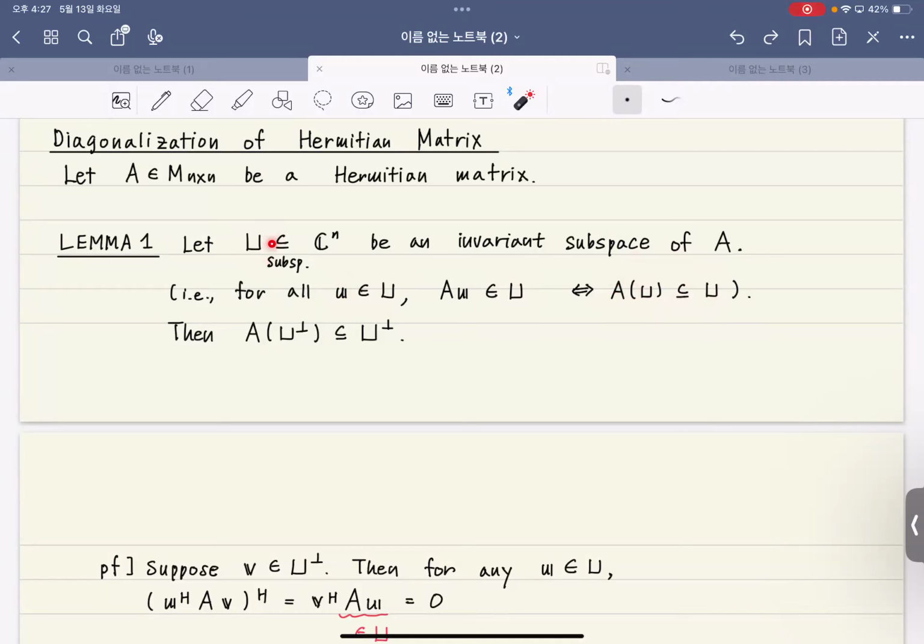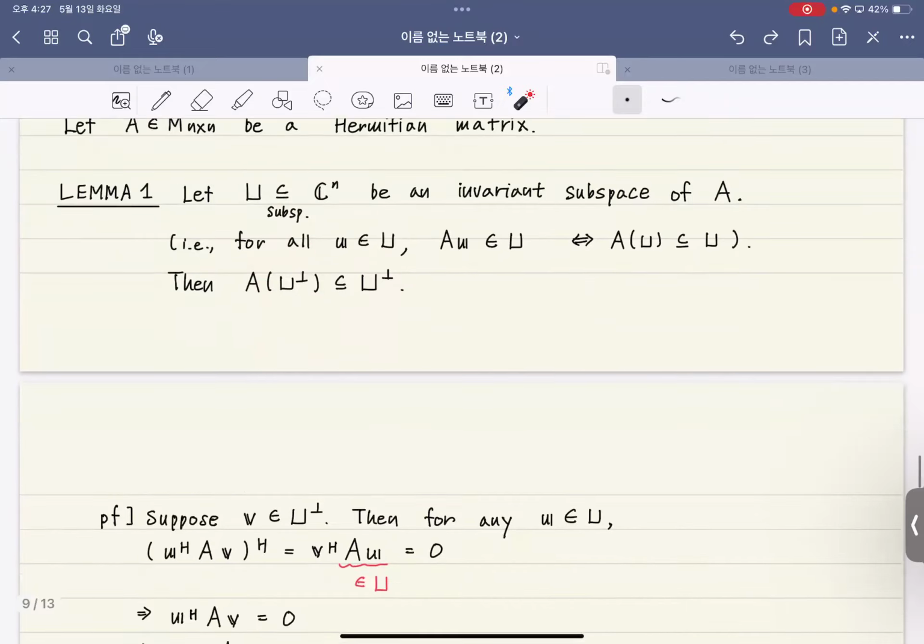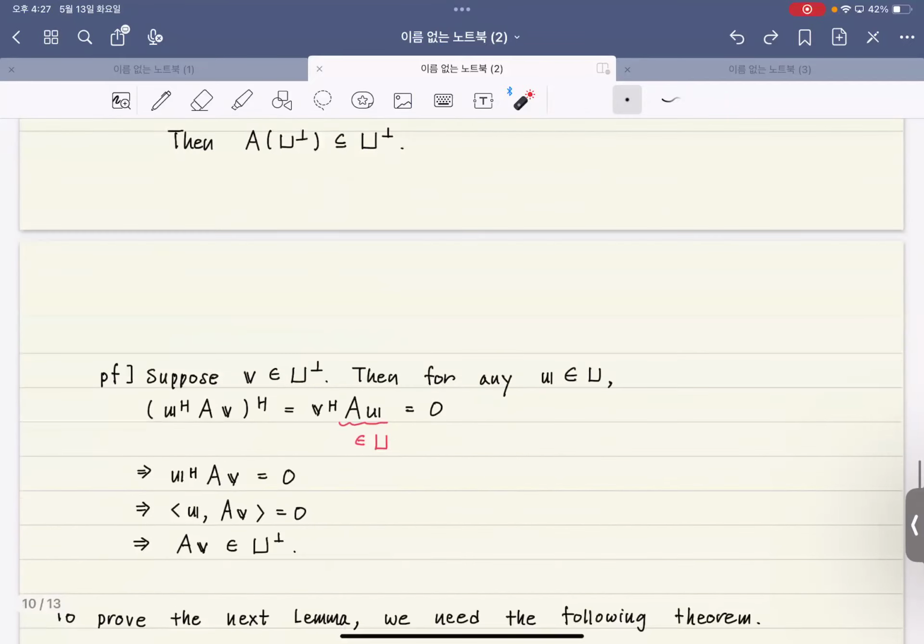Suppose that U is an invariant subspace. Then, do you remember the orthogonal complement? The orthogonal complement must also be an invariant subspace of A. So that is the result, that is the conclusion. Okay, so why is that?